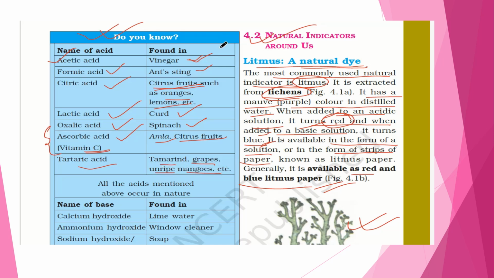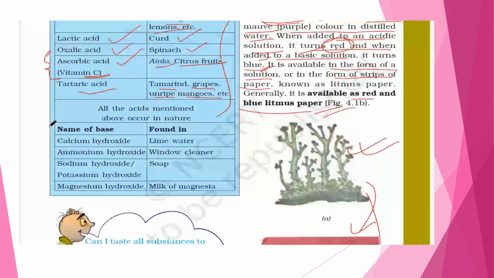Now, all these things are acidic in nature, but below we will be seeing the basic substances. Calcium hydroxide is found in lime water. Ammonium hydroxide is found in window cleaner. Sodium hydroxide and potassium hydroxide are found in soap, which we use daily for washing and cleaning purposes. Magnesium hydroxide is present in the milk of magnesia. So these are the names of the bases, and they are found in all these things which I have mentioned here.